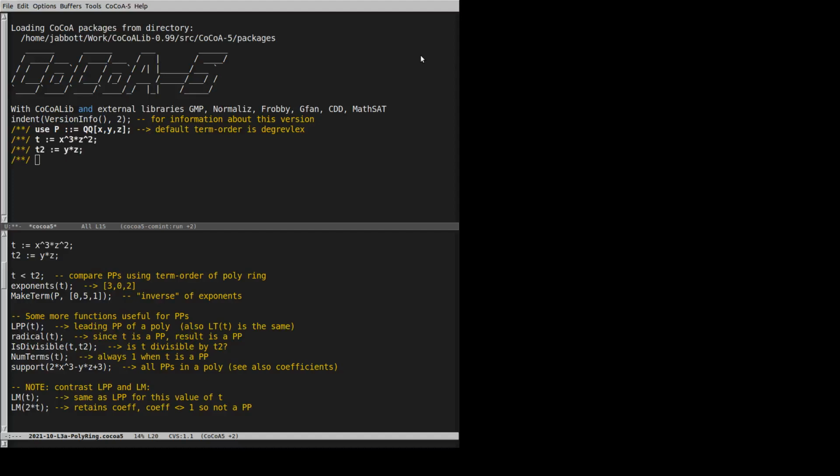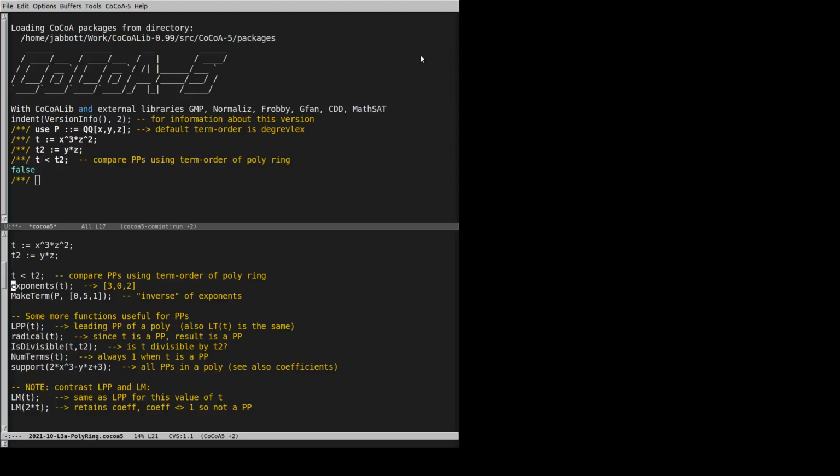Now what's special here, we can't do this in general with polynomials, but since these two are recognized as being power products, we can compare them with a less than operation, and this comparison uses the term ordering of the polynomial ring. So in this particular case we see that x cubed z squared is not less than yz. So that's one special operation we can do with power products.